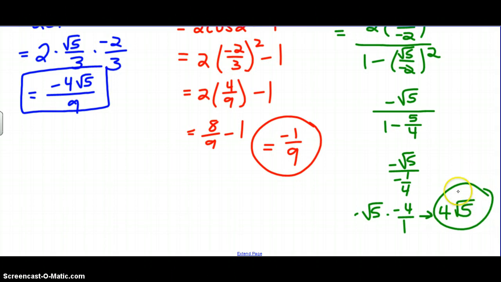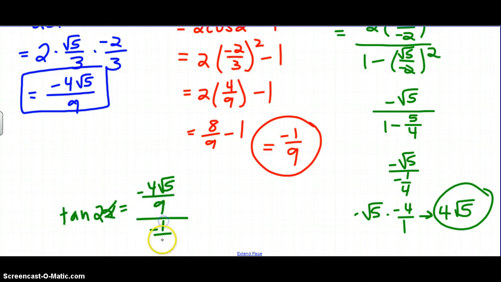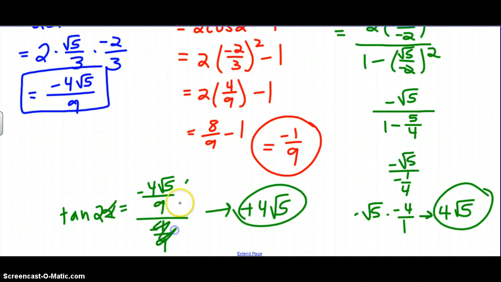Another way to do tangent is to say that tangent of 2 alpha is equal to the sine of 2 alpha divided by the cosine of 2 alpha. Your 9's are going to cancel. Negative 1 and negative 4 are going to make your positive 4 root 5 if you go through and multiply by a reciprocal.